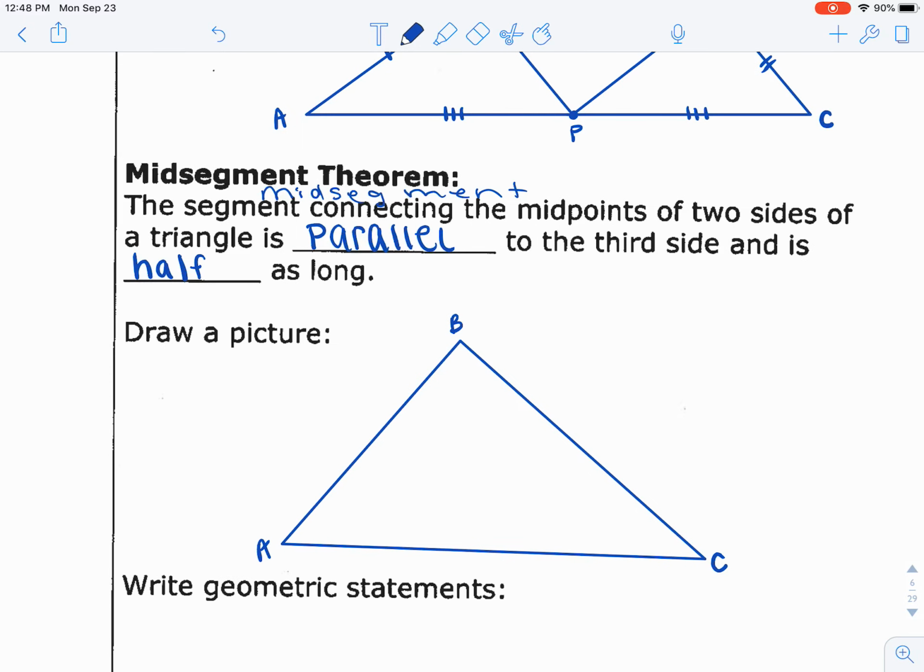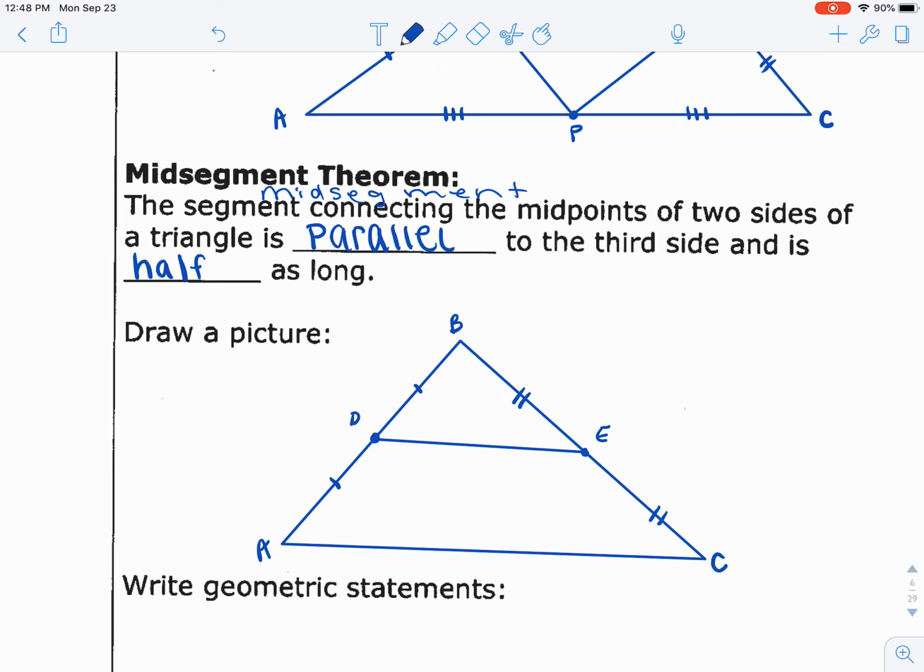So on our triangle ABC, we're going to draw in the midpoint of AB and label it D. And we show that D is the midpoint by putting tick marks on either side. We're going to draw in the midpoint of side BC and label it E. Now to show that E is the midpoint, we're going to put 2 tick marks on either side. So we have D and E, and we're going to connect them, drawing our midsegment.